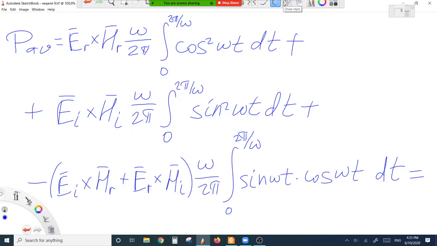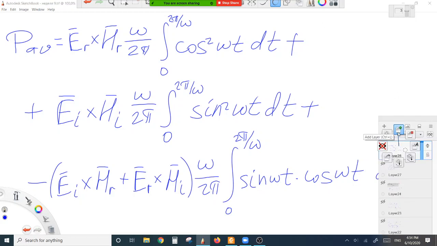For simplicity, we may take each integral and compute it separately. Let's take the first integral, cosine square omega t dt.